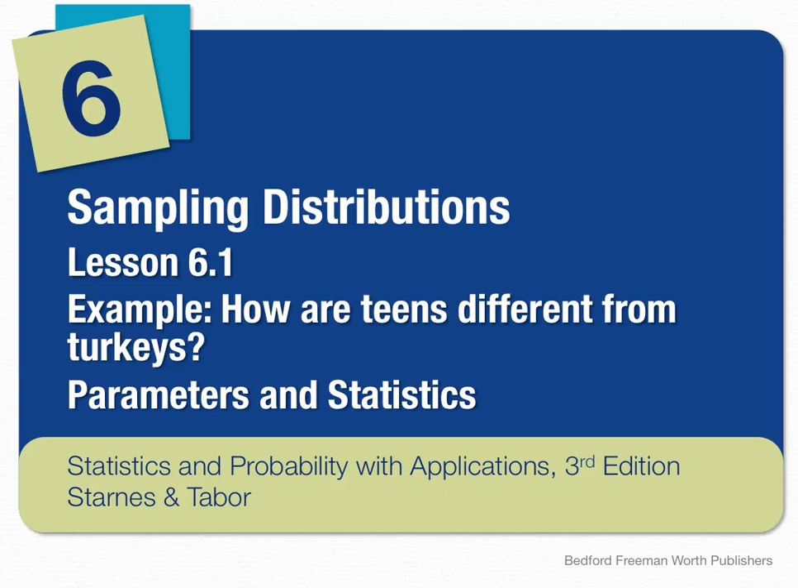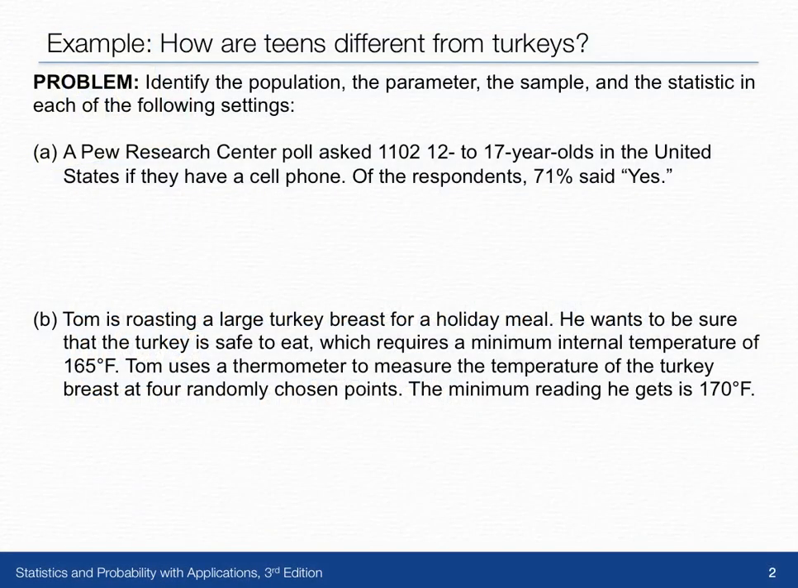In the Lesson 6.1 example, How Are Teens Different from Turkeys?, we'll review the concepts of parameters and statistics. For each of these examples, let's identify the population, parameter, sample, and statistic. Now recall, a statistic is a number that describes some characteristic of a sample, while a parameter is a number that describes a characteristic of the population.